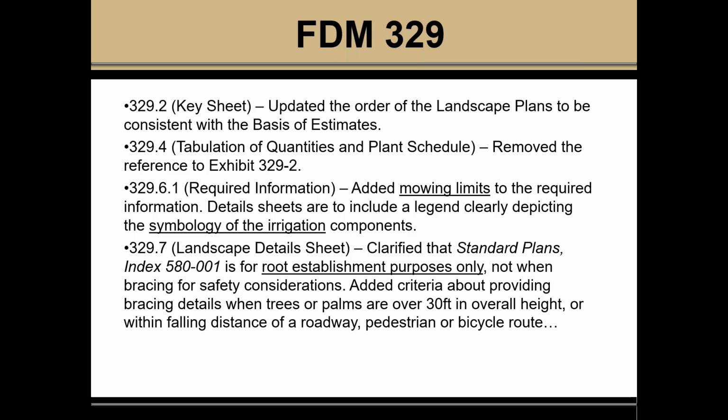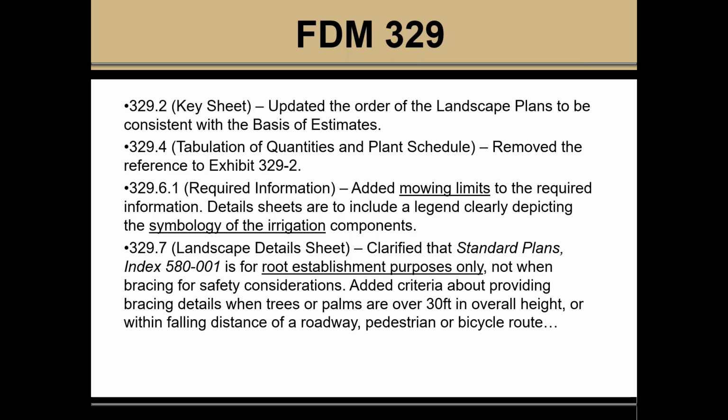Section 329.6.1 added mowing limits to the required information that landscape architects are to provide on the plans. Also, we state that the detail sheet should include a legend that clearly depicts the symbology of the irrigation components.